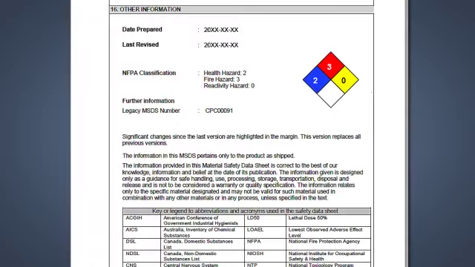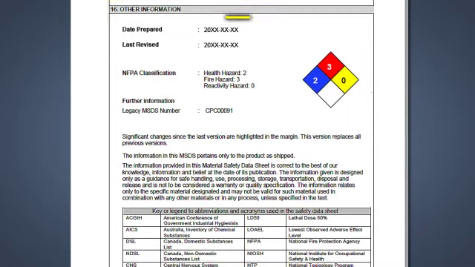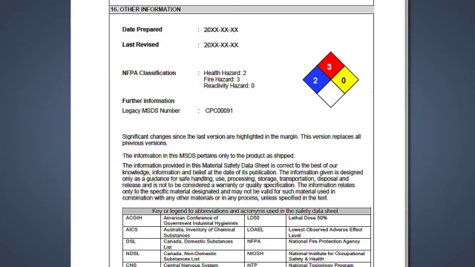And finally, Section 16, Other information. Lists the date on which the SDS was prepared, when the last revision was made, and other information.